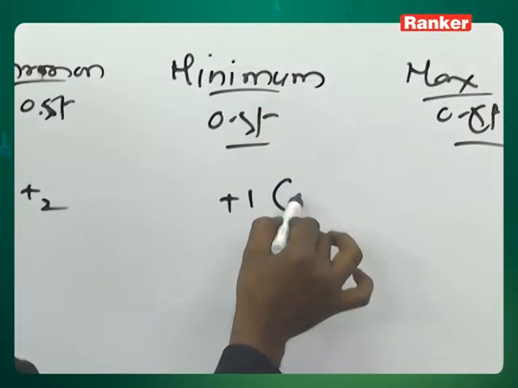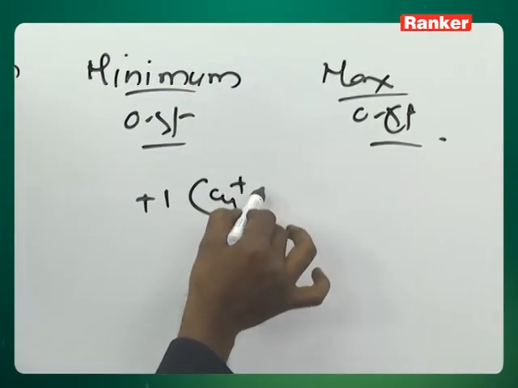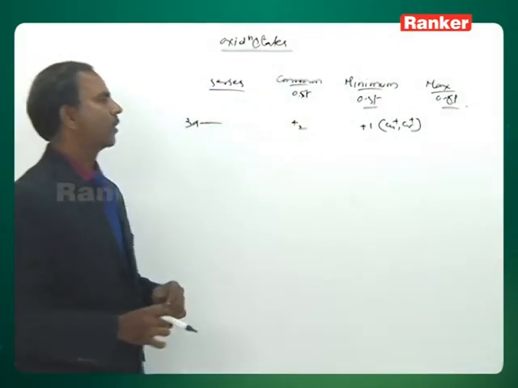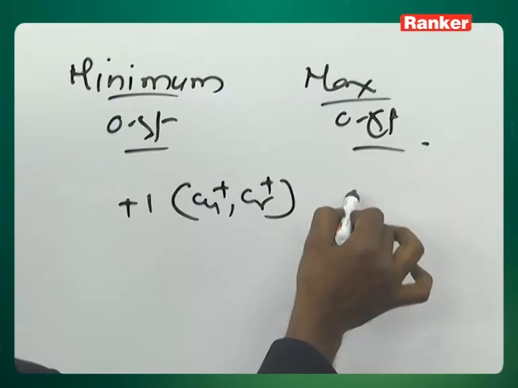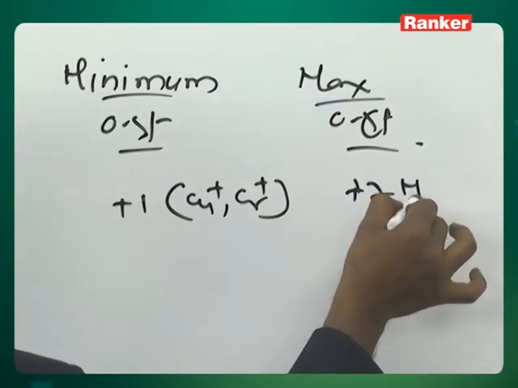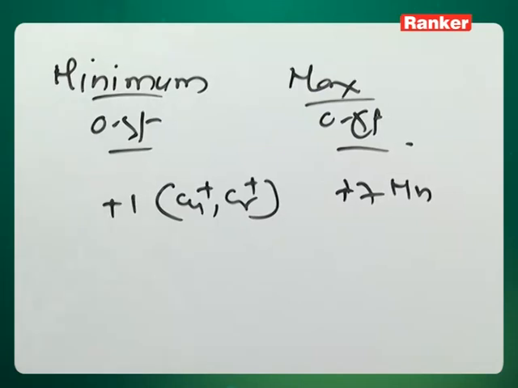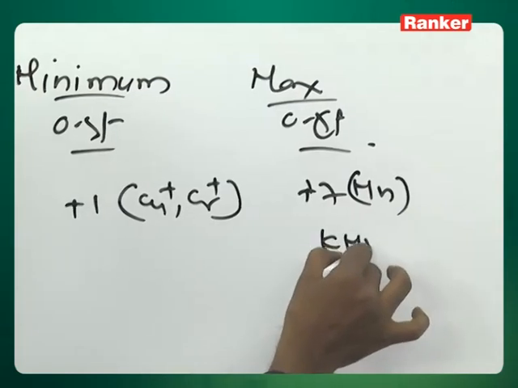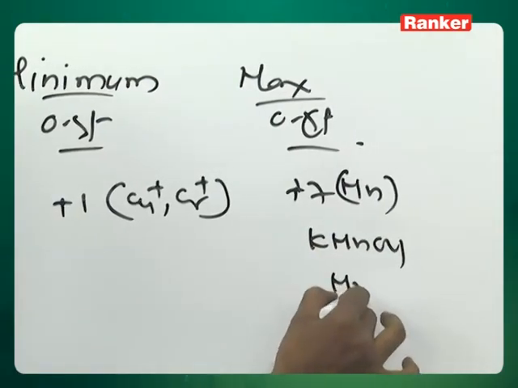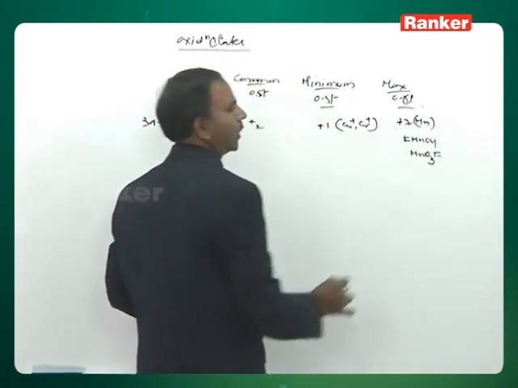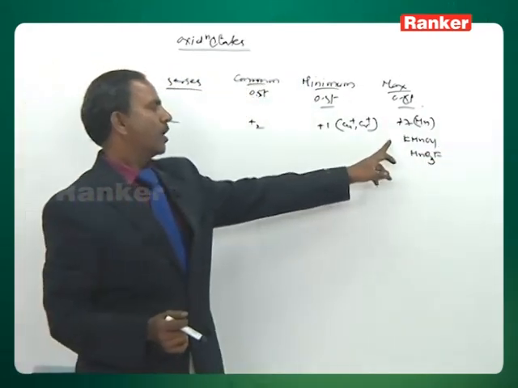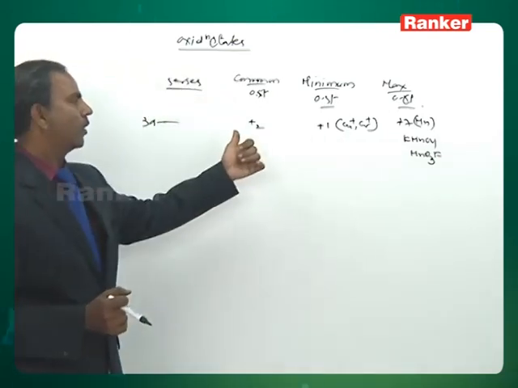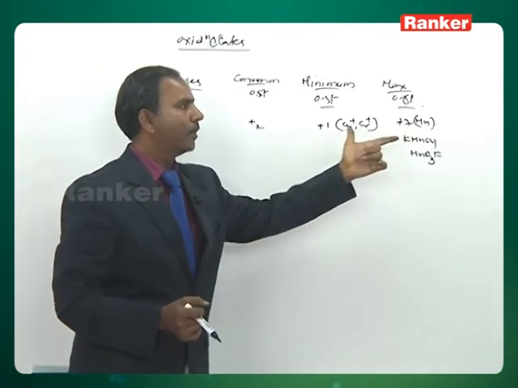Which element? You can take copper +1 and chromium, also now and then exhibiting +1 oxidation state. This is +1 copper and chromium. Maximum oxidation state in this 3D series is exhibited by manganese. In what compound is it exhibiting? You can consider KMnO4 or MnO3F. In KMnO4 and MnO3F, manganese exhibits the maximum oxidation state. So, common, minimum and maximum oxidation states.